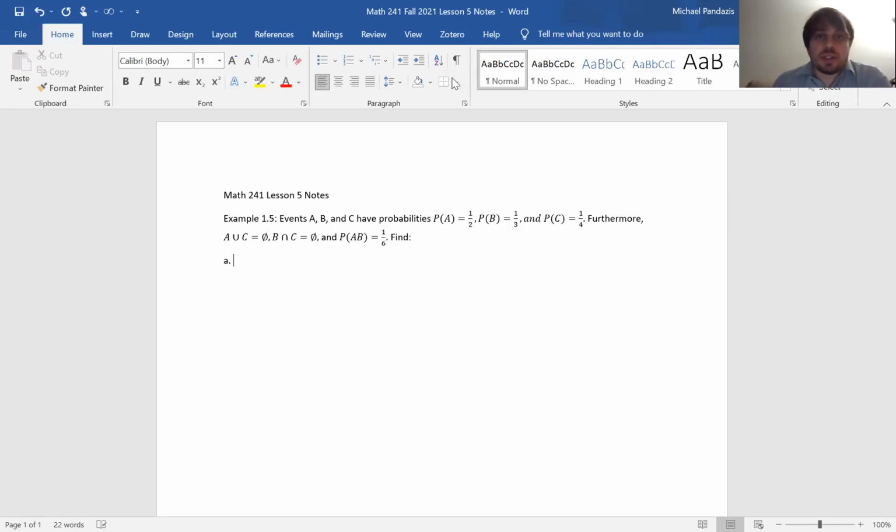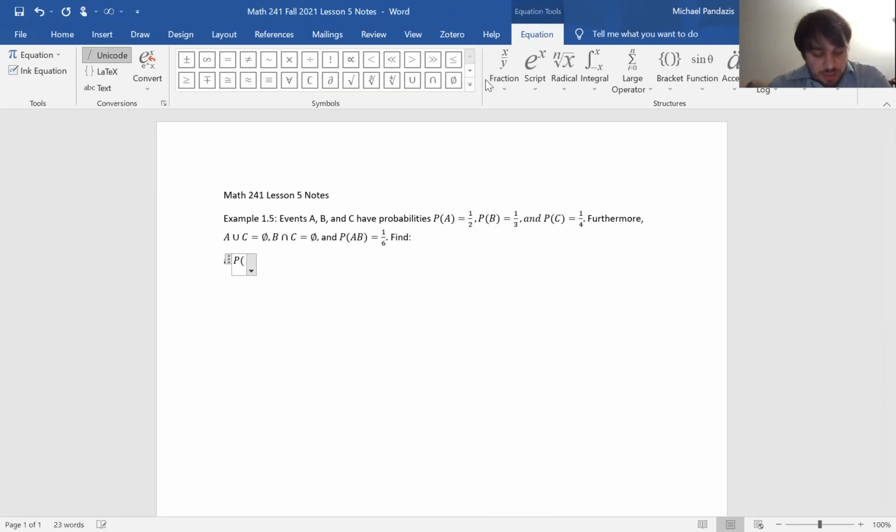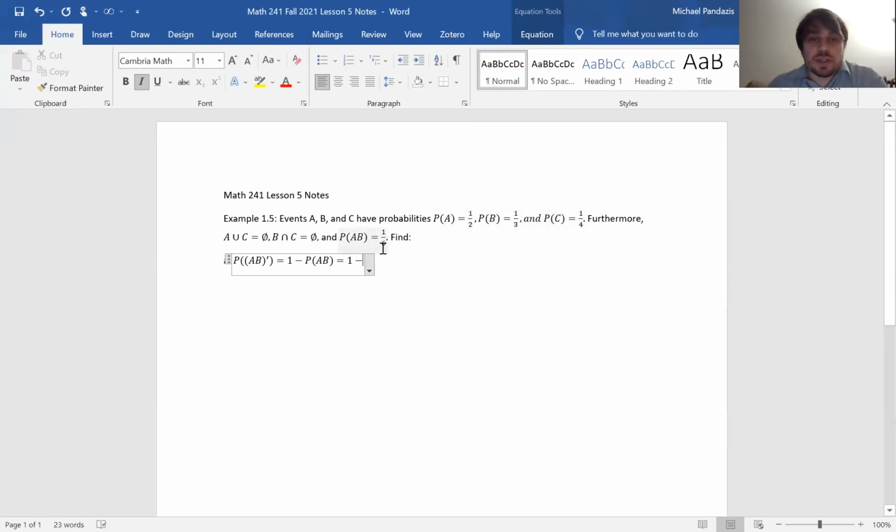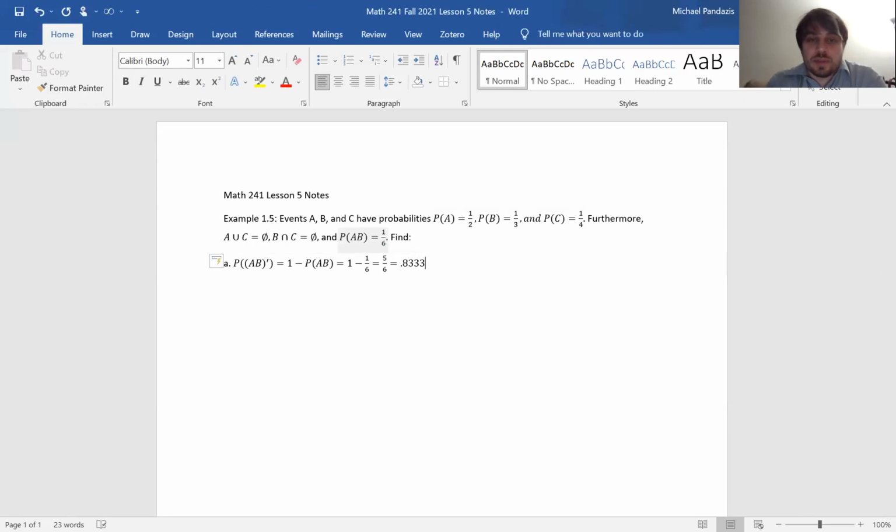So for A, we want to find the probability of A intersection B prime. Okay, so the complement of A intersection B. So that's equal to 1 minus the probability of AB, right? And so it's just equal to 1 minus the given probability for A and B, which is 1/6. So it's 1 minus 1/6, which is 5/6. Okay, and so that is A. If you want to write 5/6 as a decimal, then it would be 0.8333 and so forth.